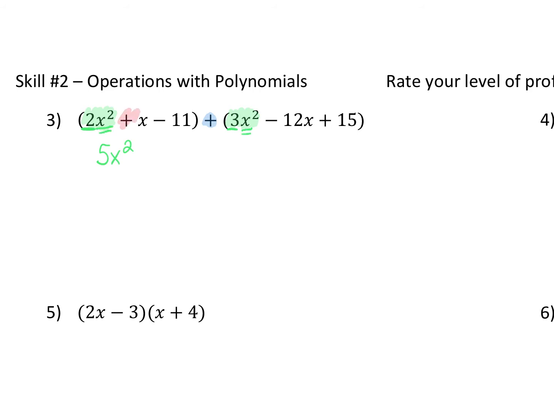Then I have an x and a negative 12x. So remember, this x is really like a 1x. So I have 1x minus 12x, so negative 11x. And then I have a negative 11 plus a 15. So that's going to give me 4. So this would be my final answer for adding.